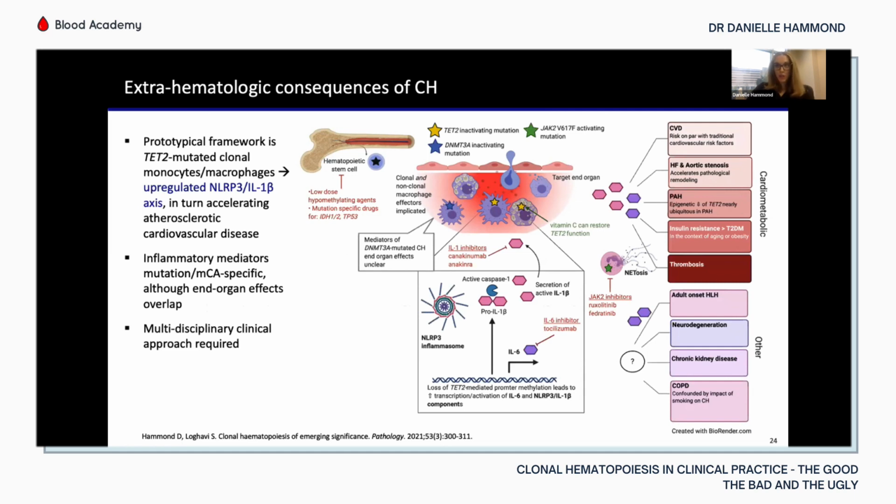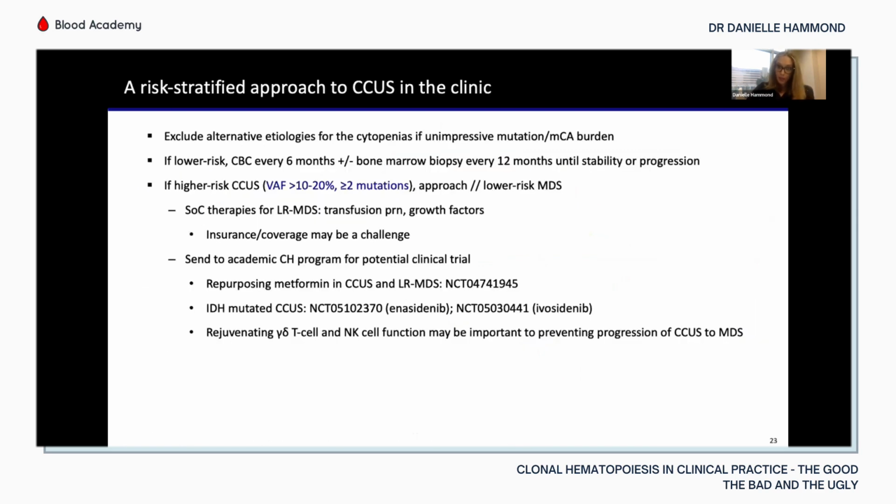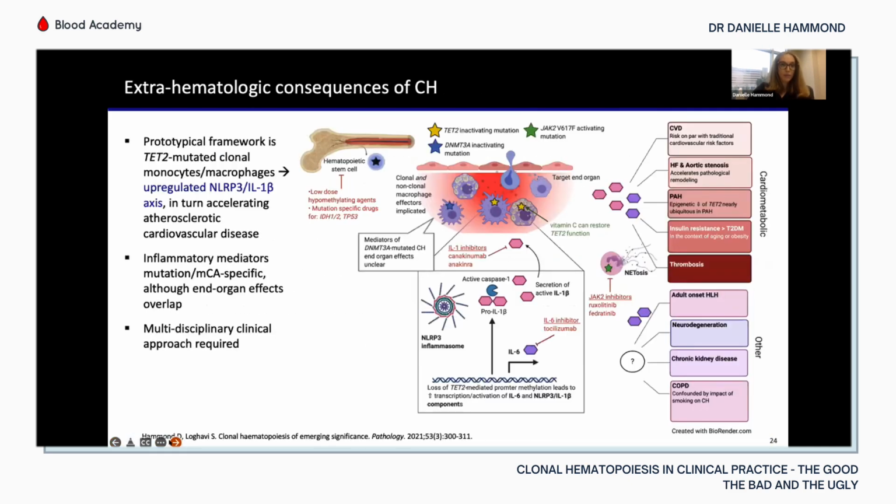They interact with every single tissue every single day. So it's not surprising at all that clonal hematopoiesis has a number of extra-hematologic consequences. So far from preclinical work, the best mechanistic understanding has been in TET2 mutated clonal hematopoiesis, which leads to upregulation of interleukin-6 signaling from affected monocytes and macrophages. And these monocytes and macrophages in turn invade into the vascular endothelium and accelerate expansion of those atherogenic plaques.